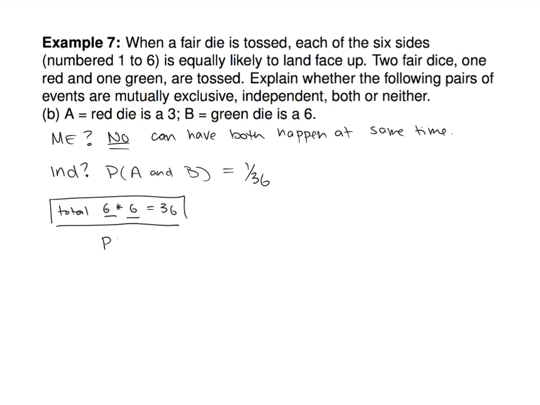What is P of A times P of B? What's the probability the red die is a 3? Probability the green die is a 6. So that's also 1/36. Since those two things are equal by that little rule I just told you, are they independent? Yes.